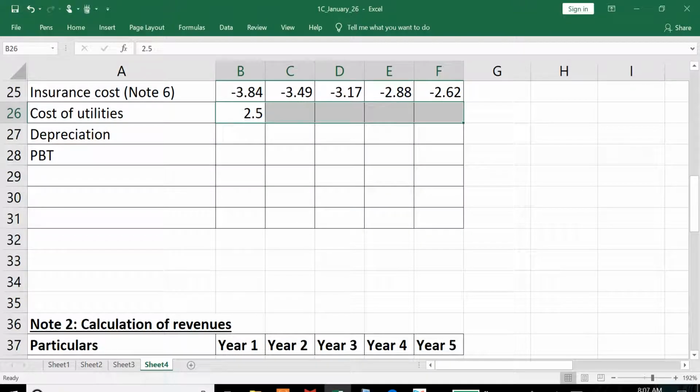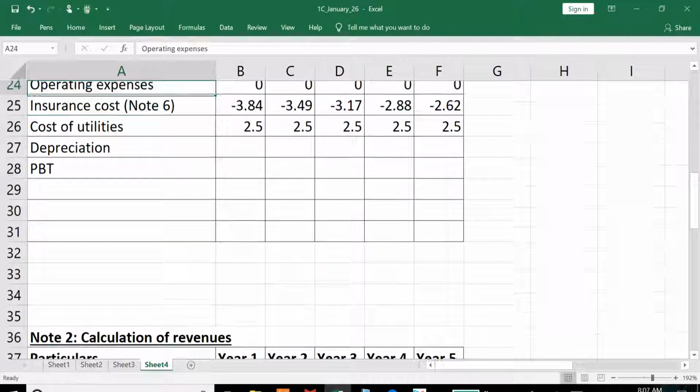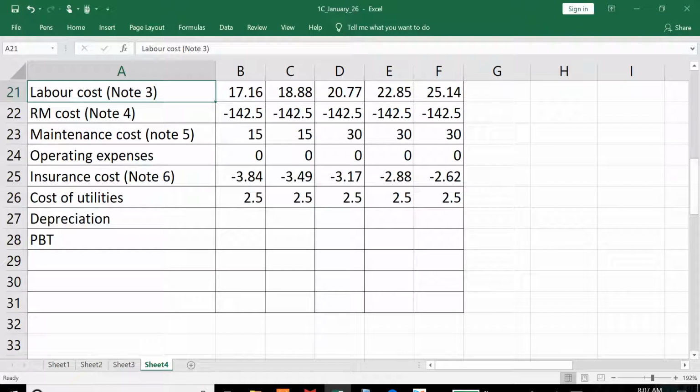This is a saving for every year. Savings in cost of utilities 2.5 lakhs for all the 5 years. We are going to save on the utilities front. 2.5 lakh is the saving in utilities every year.